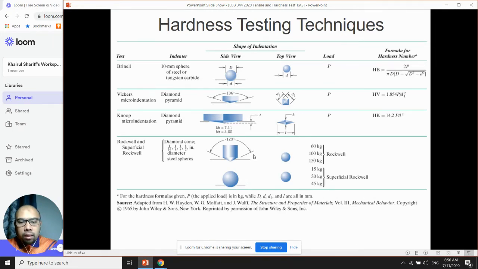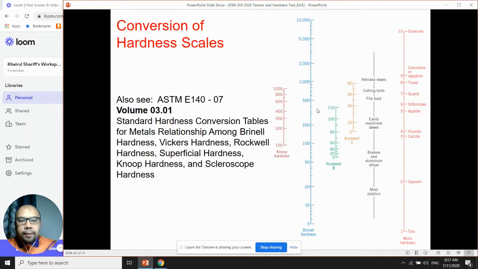For Rockwell, normally you can use either a V-shape or a ball-shape indenter. You should understand how to differentiate these. This has been used many times in the final exam, even in the test and the quiz, so maybe in your notes you should put a star on these pages. All right.